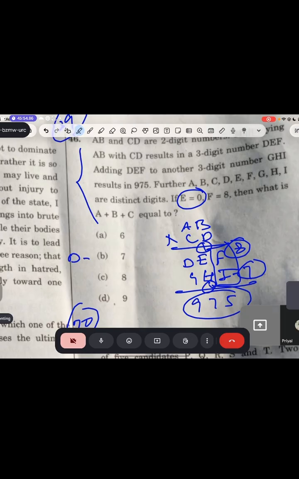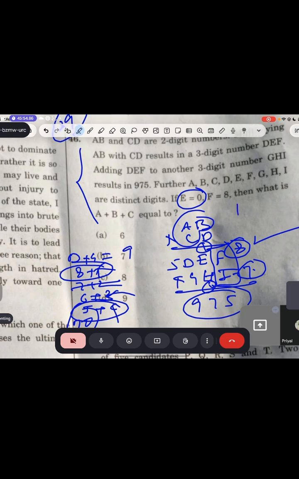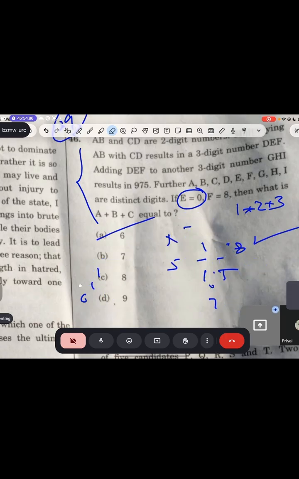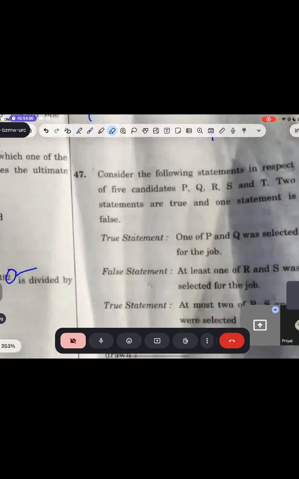Now D plus G equal to 9, so it can be either 8 plus 1, or 7 plus 2, or 6 plus 3, or 5 plus 4. But 8 plus 1 cannot be because 8 is already used in F. 7 cannot be because 7 is already used in I. 6 is already used in H. So I have only 5 and 4 here. So what is left for A, B, and C? 1, 2, and 3. So add them. The answer will be 6. Be smart, guys. Okay. Read Bhagya.